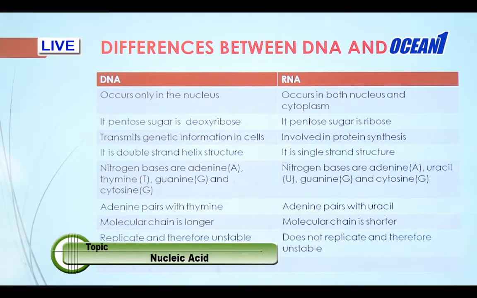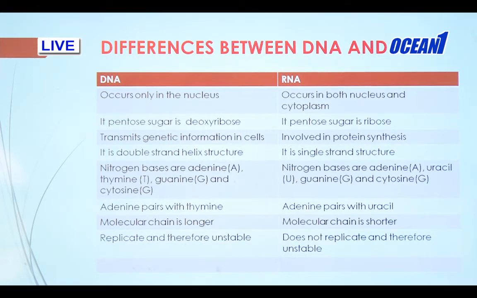You see, that is why the full meaning of DNA will be the deoxyribonucleic acid, because the pentose sugar that is found in there is a deoxyribose sugar, whereas the RNA will be called the ribose nucleic acid. So what it means is that the pentose sugar in RNA is the ribose. Alright. Then DNA transmits genetic information in cells, whereas RNA is involved in protein synthesis.